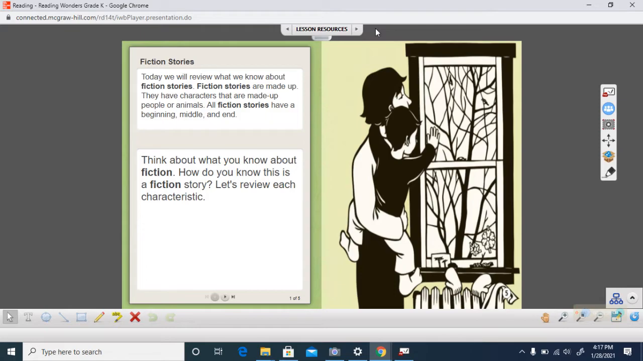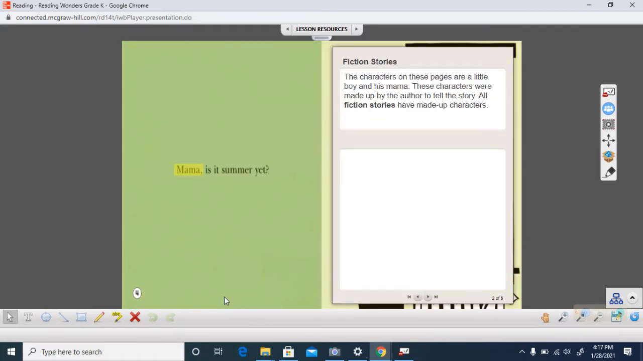This story is what we call a fiction story. Fiction stories are made up. They have characters that are made up, people or animals. All fiction stories have a beginning, a middle, and an end. Think about what you might know about fiction. How do we know this is a fiction story? Let's look at each characteristic.